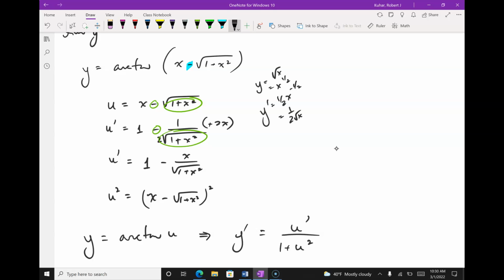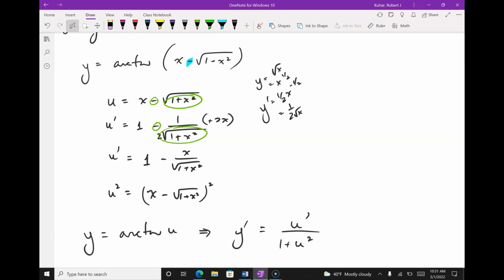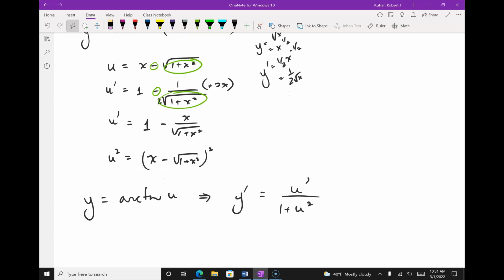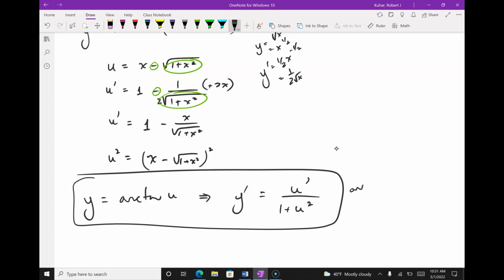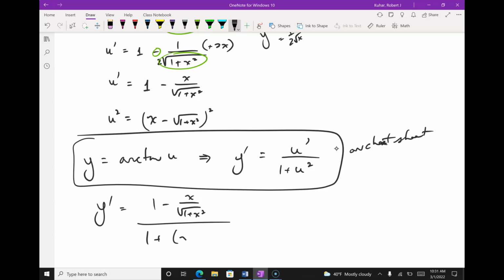So I'm going to put that in first, right? I'm going to put everything in. I have a u prime, I have a u squared, right? Here we go. So for us, this is from my formula, right? On my cheat sheet. And so for my problem, y prime is 1 minus x over square root of 1 plus x squared. There's my u prime. All over 1 plus x minus square root of 1 plus x squared quantity squared.